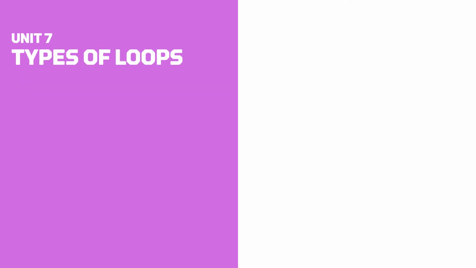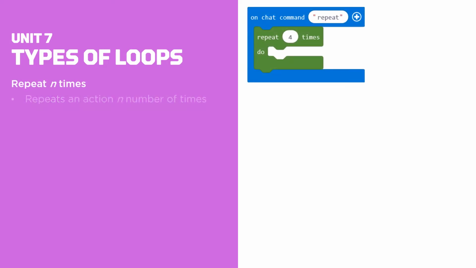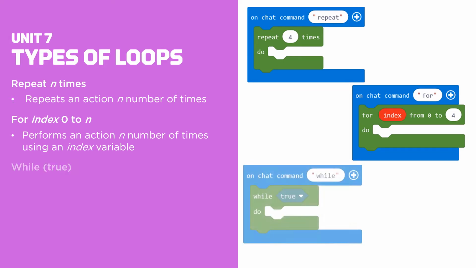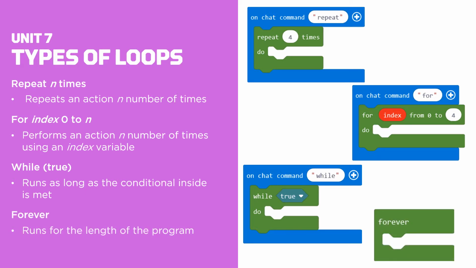In MakeCode, iteration is coded with loop blocks. The repeat block is a counted loop that repeats an action n number of times. A for block is another counted loop that performs an action n number of times, but uses an index variable that can be changed with other variables. The while block runs an action as long as the conditional inside of it is met, and a forever loop runs the full length of the program.